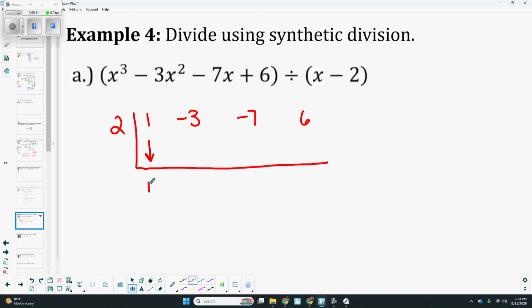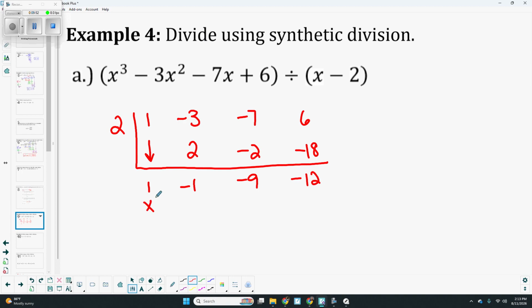So now 2 times 1 is 2. Adding together negative 3 and 2 is negative 1. 2 times negative 1 is negative 2. Adding together negative 7, negative 2 is negative 9. 2 times negative 9 is negative 18. Add 6 and negative 18, we get negative 12.